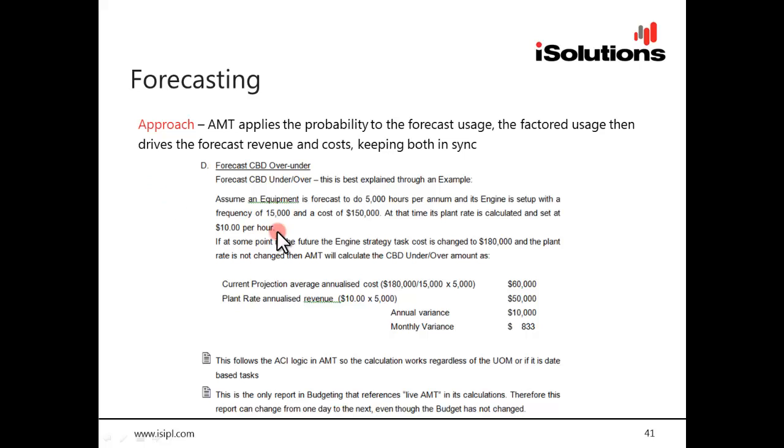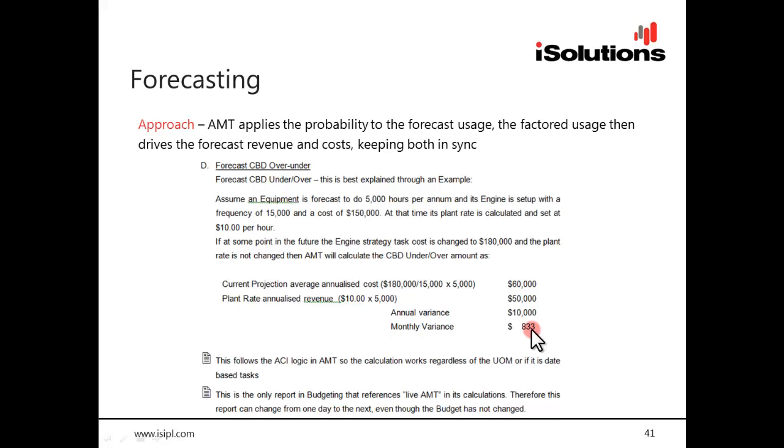So if you get to a point where you've done 5,000 hours, or in a typical year of 5,000 hours, you're going to incur an average cost of 60,000. That's your sort of cost rate, as it were. But your revenue you're getting in is only 50,000. So you've got an annual variance or disconnect between your revenue and your expected average annual cost of $10,000, which comes up with a monthly variance of $833.